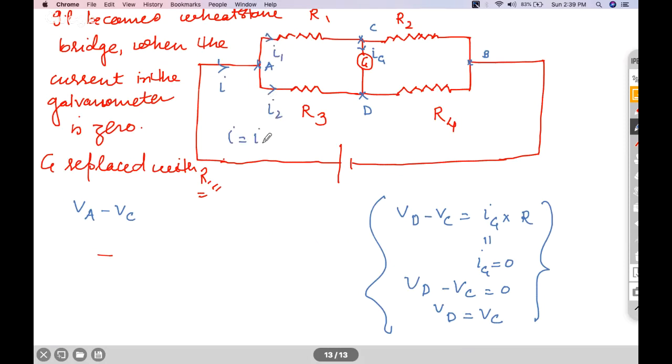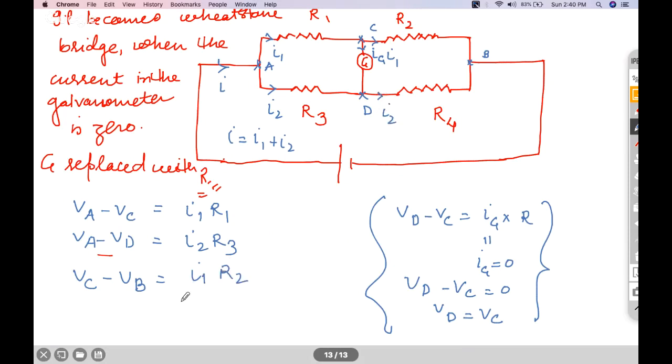So I can write I is equal to I1 plus I2. Now Va minus Vc is I1 into R1, and Va minus Vd is I2 into R3. Similarly, Vc minus Vb is I1, because no current goes here, so I1 would be here also and I2 would be here also. So I1 into R2, and Vd minus Vb would be equal to I2 into R4.